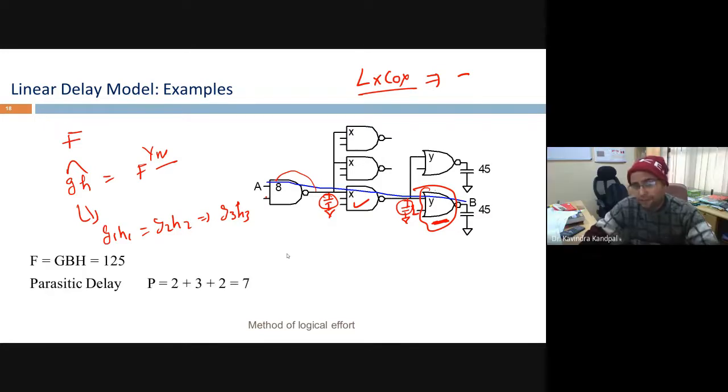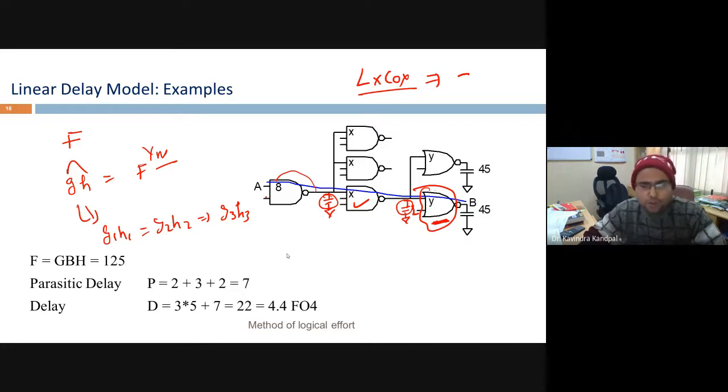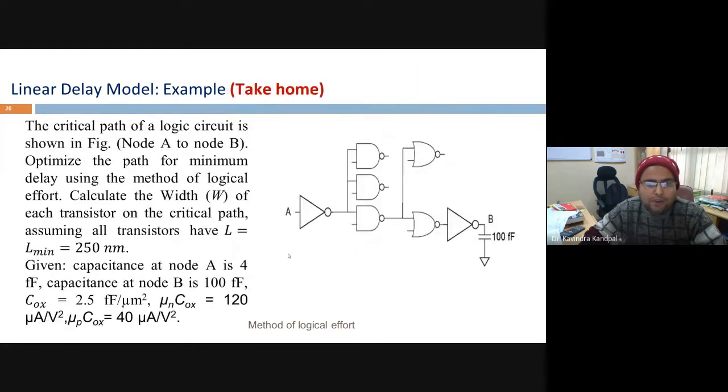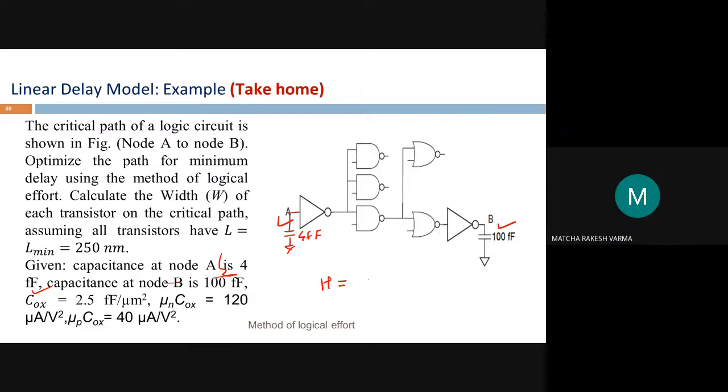Yes, sir. Anyway, I know that this will take a bit of time to digest. Unless you do it by yourself, you will not get the confidence. So I am leaving you with one problem which you can practice, and here I have given you the value of L into COX as well. Look at here. The critical path of a logic circuit is shown from node A to node B, right? And the capacitance at node A is given as 4 femtofarad. This input capacitance is given as 4 femtofarad. So can you tell me what is the capital H? H is how much? 25.